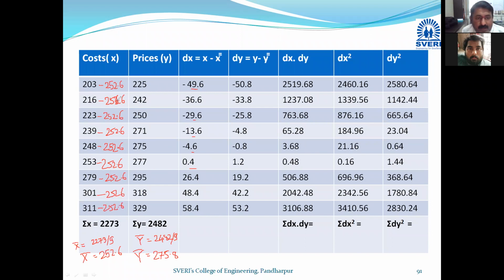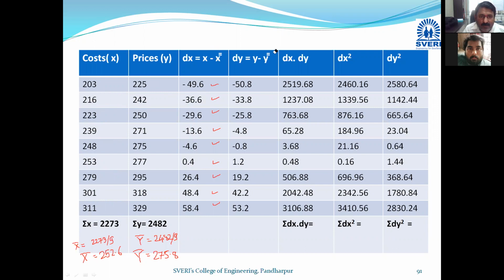This is your dx, which is equal to X minus X bar. I have calculated all these values as dx. Now, the summation of dx is not required. I have to go for the product dx dy, and then the summation of dx dy. That product is required.